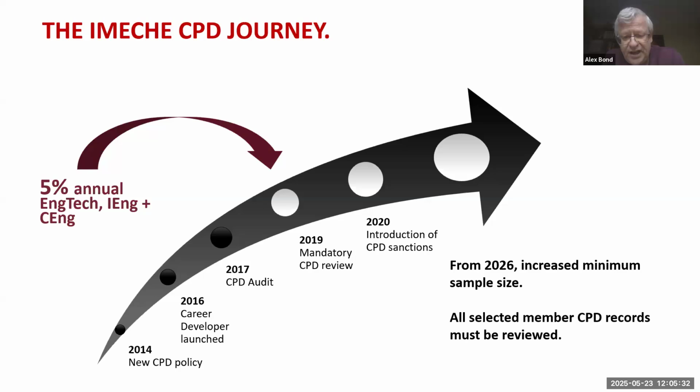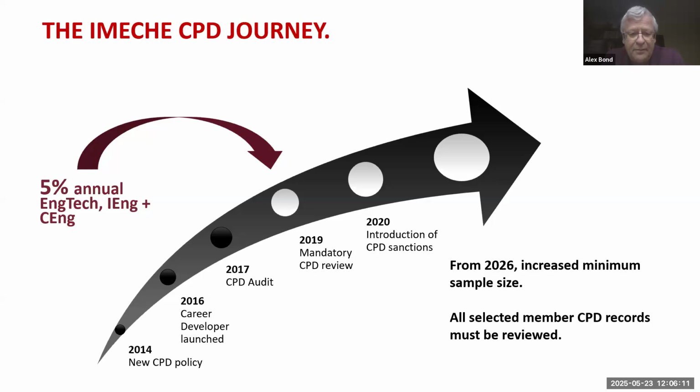Then in 2017, it became mandatory to carry out a random sample of professionally registered active members, which became in 2019 that we had to provide feedback to the members. Then in 2020, we were mandated that where people do not engage in the process of being reviewed, we have to introduce sanctions, which can ultimately lead to losing your registration and loss of CEng, IEng, or EngTech.